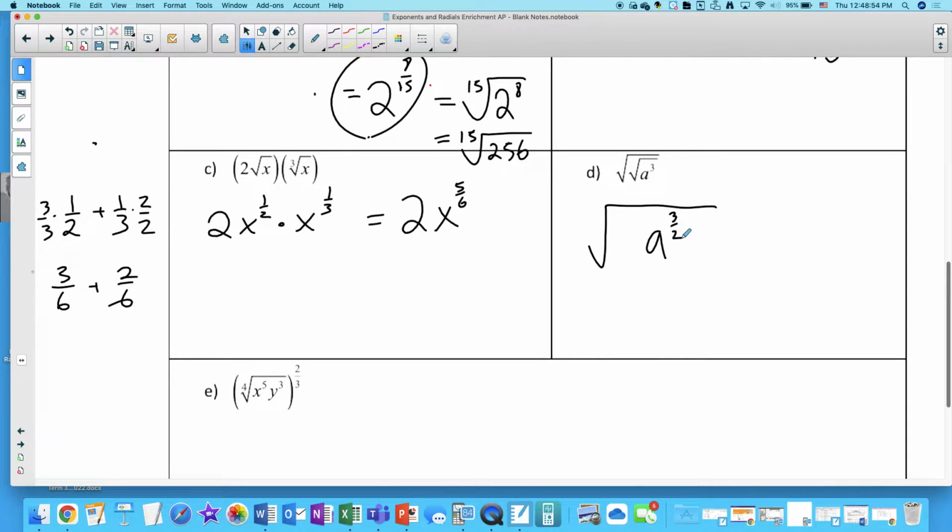Okay, now I'm taking the square root of something on the inside, so I can replace the radical with something to the 1/2. And then what was the radicand? It was a to the 3 over 2. So really, when I have these radicals within radicals, I'm basically taking a power of a power. And now this is going to be what? 3 over 4. A to the 3 over 4.